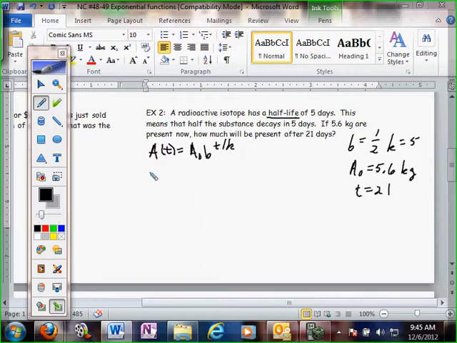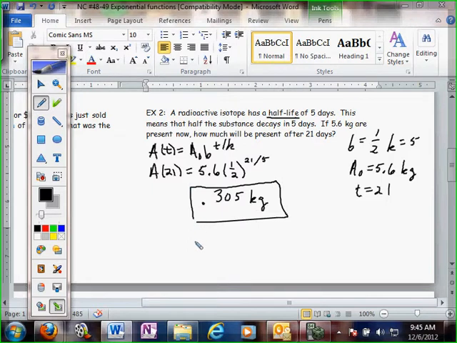Now I can simply plug it in. So I'm looking for A of 21 is equal to A naught, which is 5.6, times B, which is half, to the power of T over K, which is going to be 21 over 5. And when I plug this in my calculator and round to the nearest thousandth place, or 3 decimals, I get 0.305 kilograms. And that is how you work problems from note cards 48 and 49, exponential growth and decay.